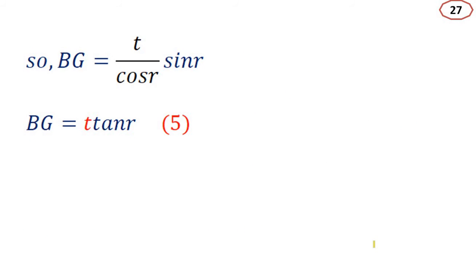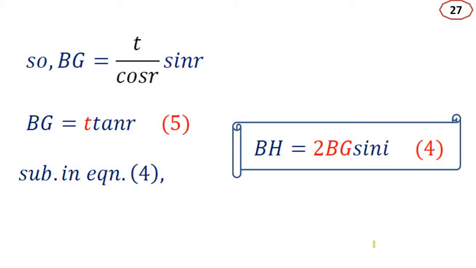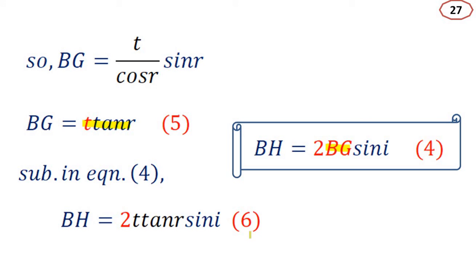Since sin R by cos R is equal to tan R, you can write BG equal to T tan R, equation 5. Substitute in equation 4. This is the equation for BH is equal to 2BG sin I. In this equation, in place of BG we substitute T tan R. That is, BH is equal to 2T tan R sin I.